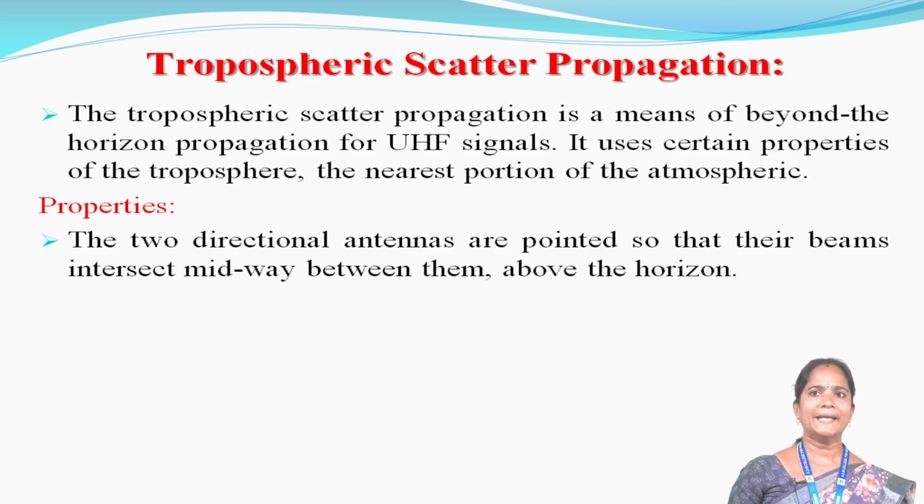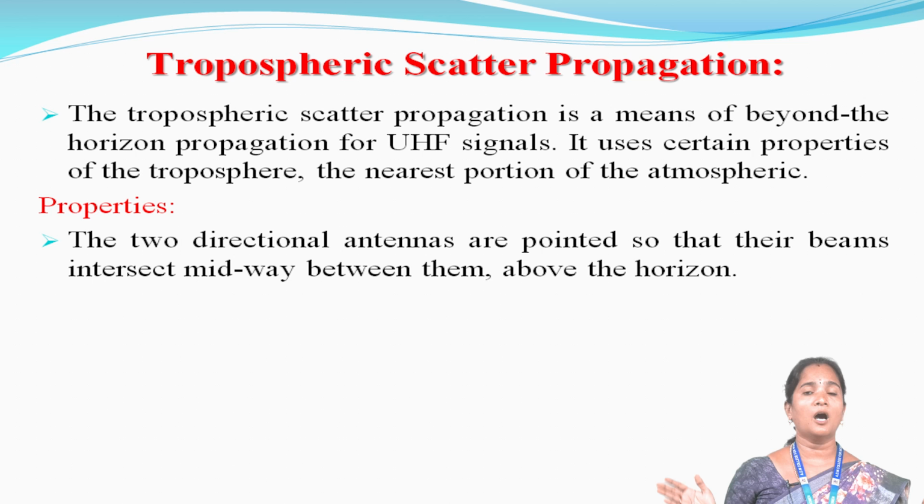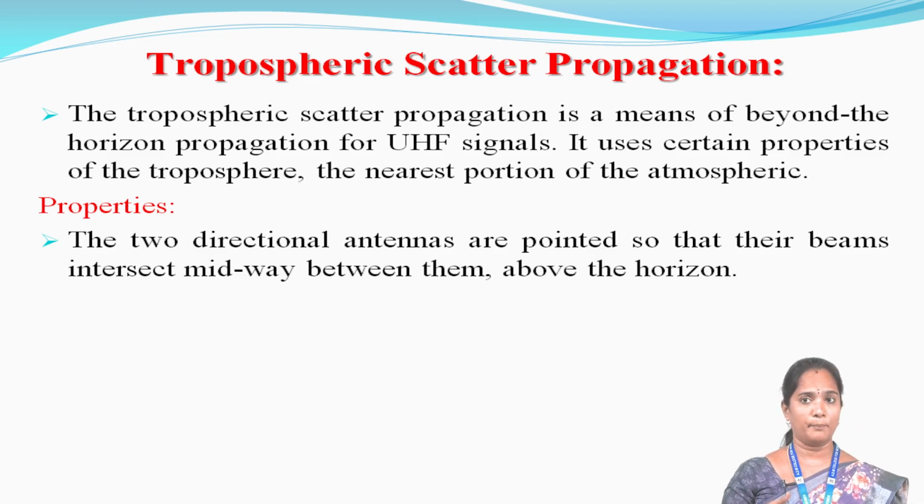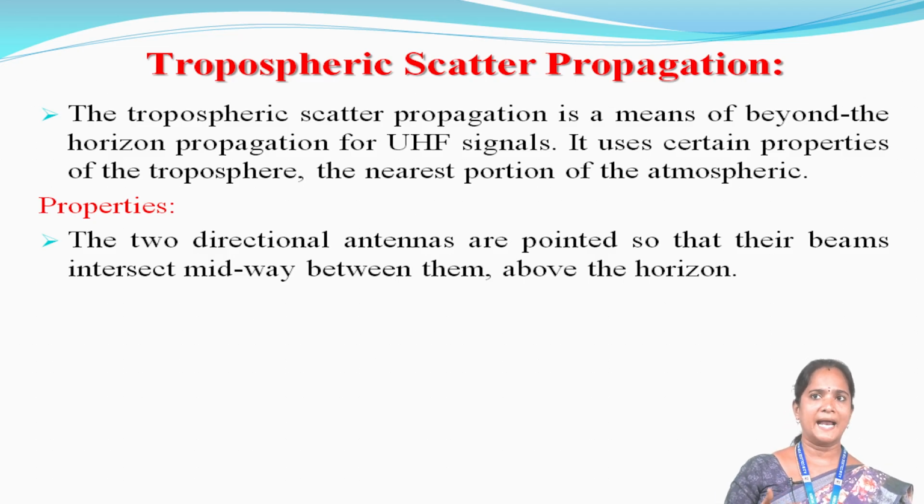Next one, tropospheric scatter propagation. Tropospheric scatter propagation is a means of beyond the horizon propagation of UHF signals. It uses certain properties of the troposphere, the nearest portion of the atmosphere. The two directional antennas are pointed so that the beams intersect midway between them above the horizon. If one of these is a UHF transmitting antenna and the other a UHF receiving one, sufficient radio energy will be directed towards the receiving antenna to make this a useful communication system.